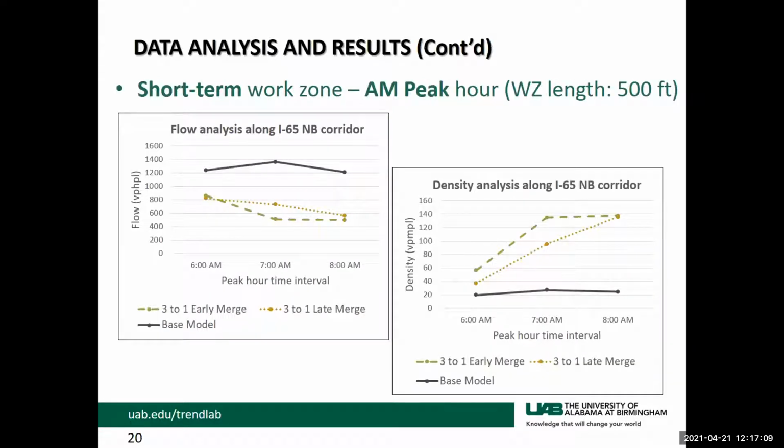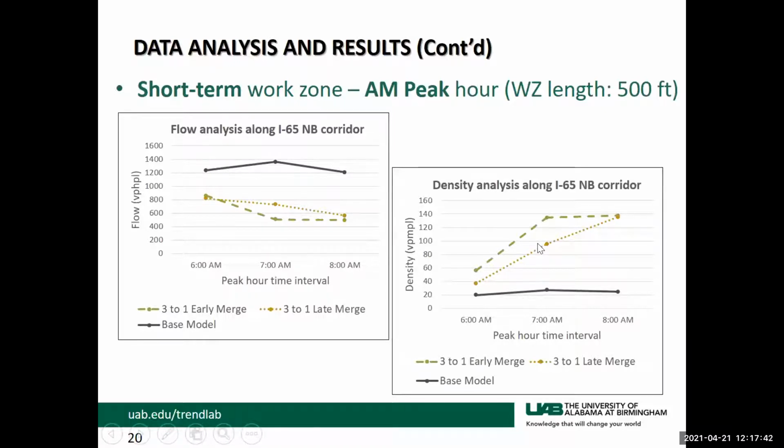So we thought, okay, since the long-term work zone will not work with the 3-to-1 configuration, let's see what happens if we have short-term work zones. And we started with a worst case scenario for this, where we selected the AM peak. We modeled the northbound in these slides that you see. So that was the worst peak that we had. And here are the results from the flow analysis and the density analysis.